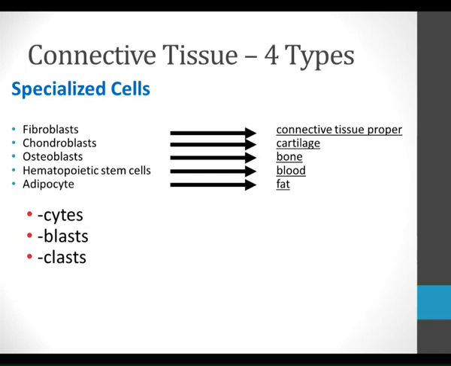A blast means something that's forming. So a chondroblast is doing what to cartilage? Forming cartilage. A cyte is more of a mature cell maintaining a tissue. So an osteocyte is doing what? Maintaining bone tissue. Whereas an osteoblast would be building bone tissue. An osteoclast, in this case, would be something that actually breaks down bone tissue, but for a reason. It breaks it down to suck the calcium out of it.